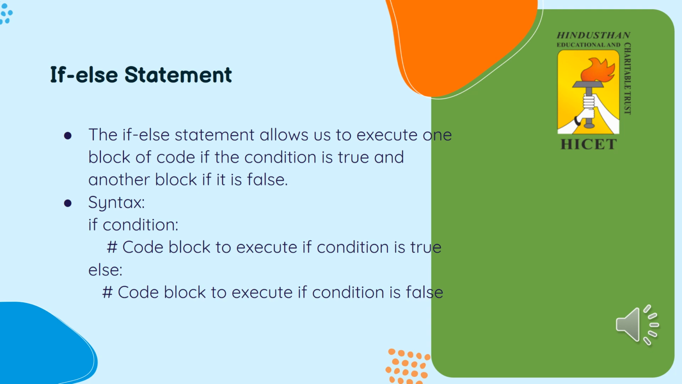So the same syntax, if condition colon, then the block of code which has to be executed only when the condition is true, and similarly we have to remove the indent and type else colon, and in the next line we have to provide an indent to show the next block of code, and we have to type the block of code which has to be executed if the condition is false.